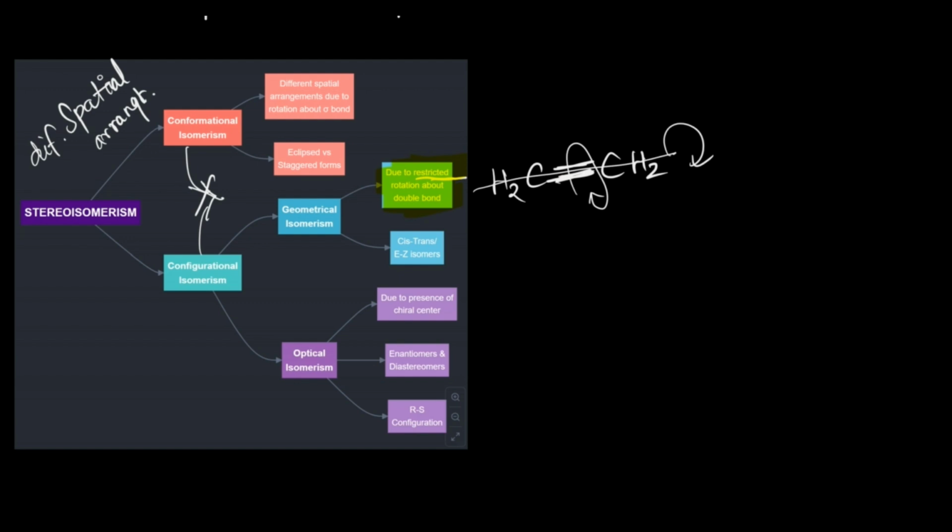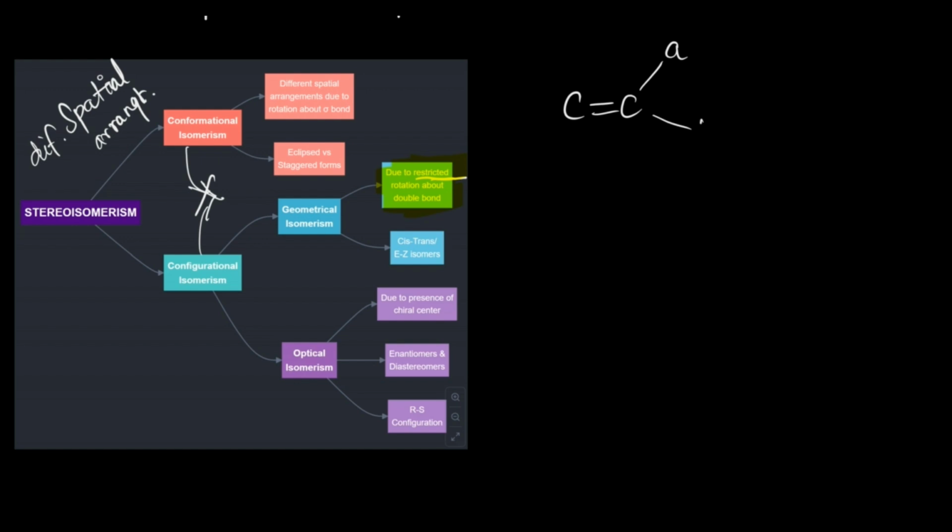Right? So that restricted rotation is about geometrical isomerism. Let's have some examples of geometrical isomerism so that you will be very clear about that. For example, if I am taking C double bond C, A and B on this side, and on the other side I am having A and B.